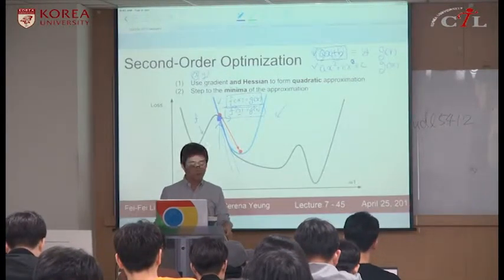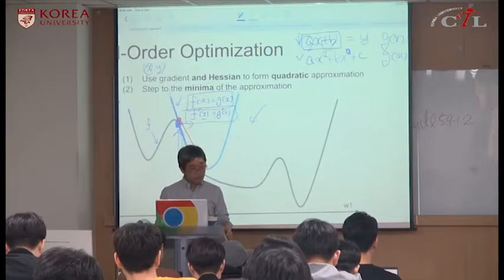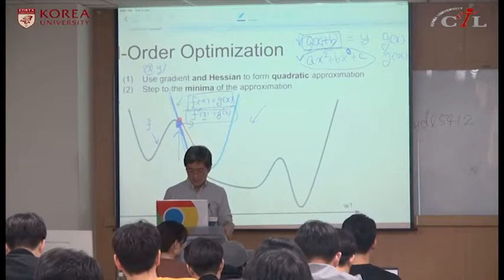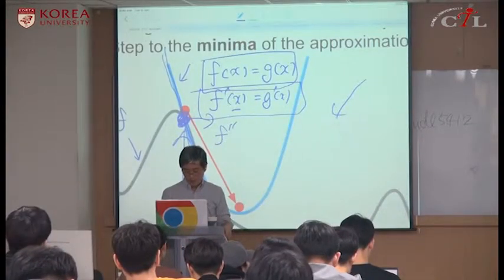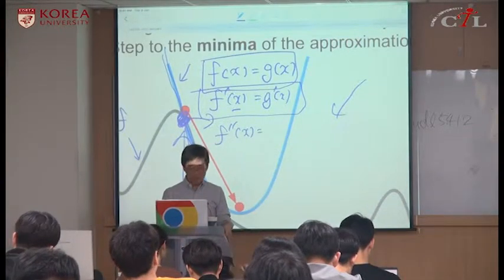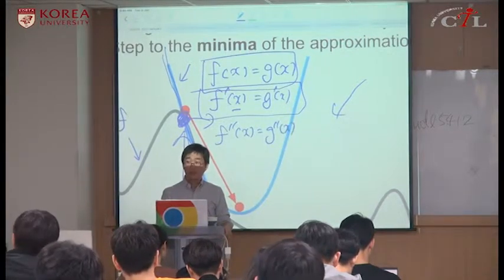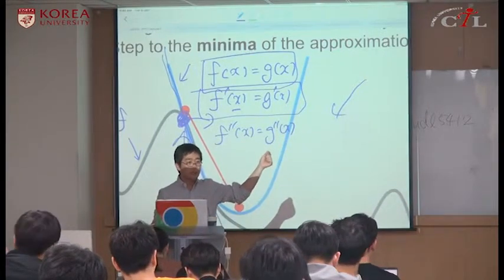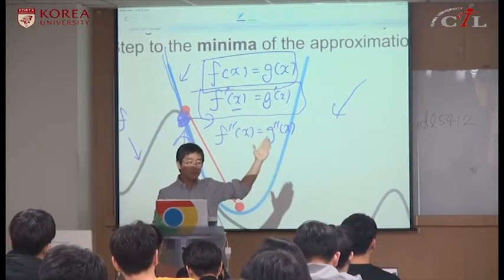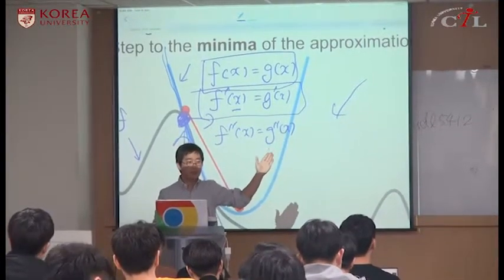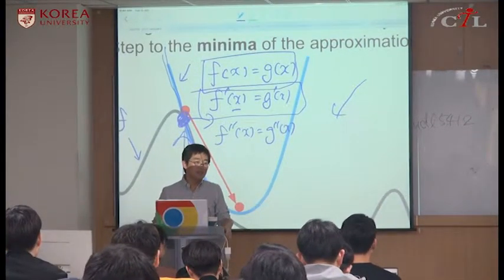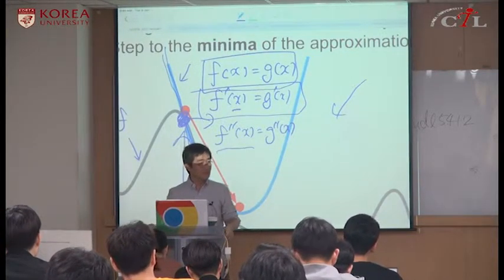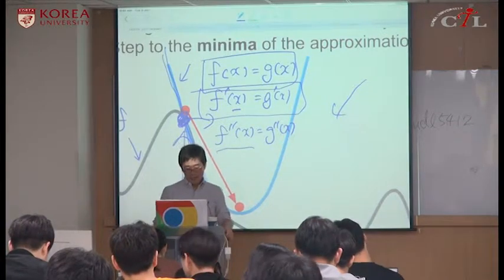But in the case of second order optimization, we approximate this as a second order polynomial, and we add another constraint or another equation like this. In this case, the function value itself should match, and the first order derivative, which means the slope, should match, and also the degree of this increase, or the acceleration, the second order derivative, should also match, right?